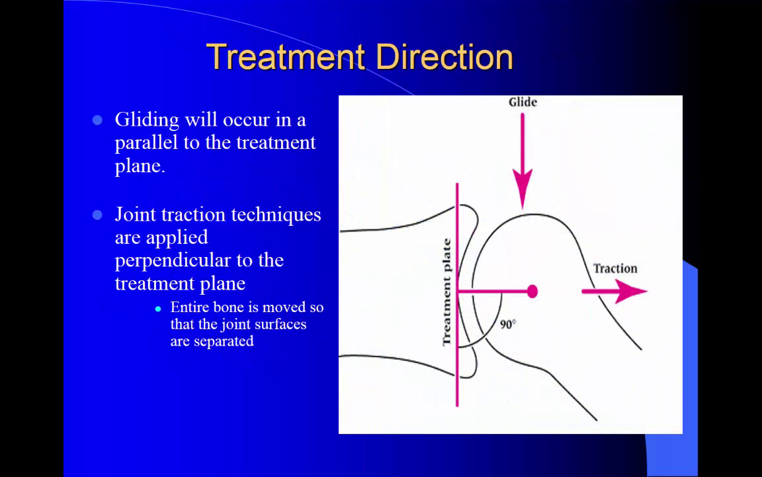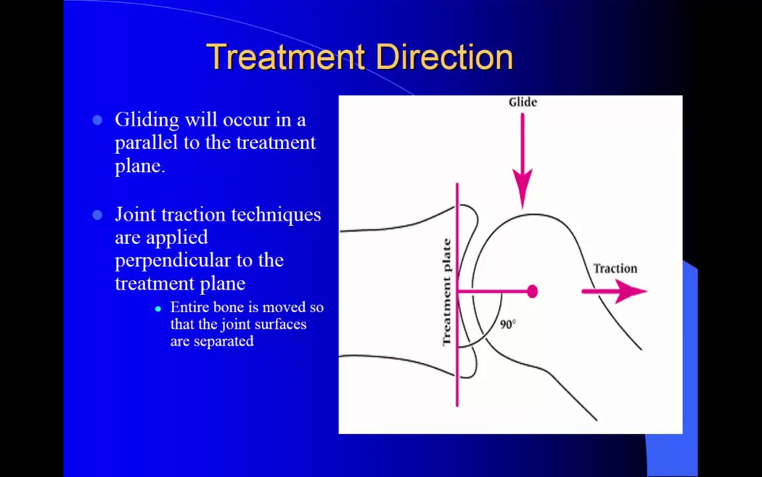In this case, the treatment plane lies on the concave articulating surface, perpendicular to a line from the center of the convex articulating surface. Joint glides and mobilizations will occur as a glide and will occur parallel to the joint surface. Joint traction techniques are applied perpendicular to the treatment plane. Gliding techniques are applied parallel to the treatment plane.